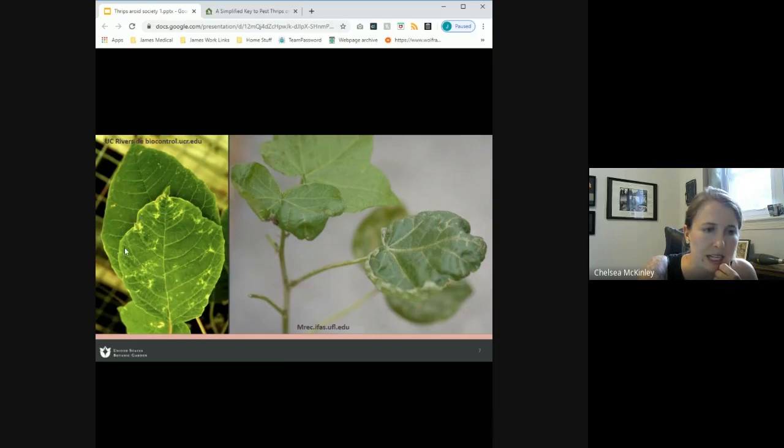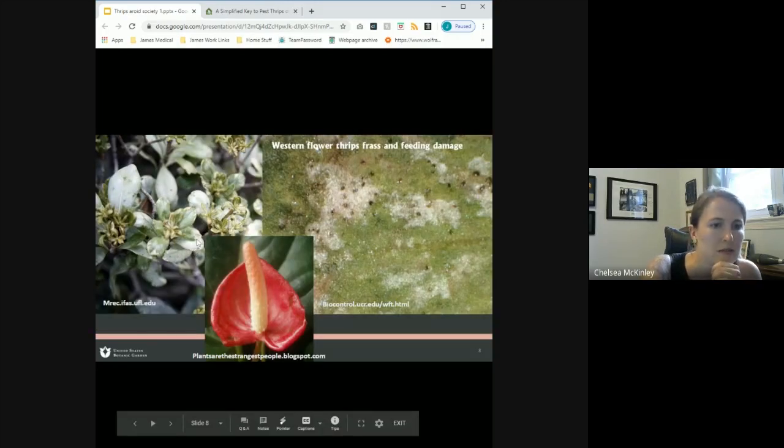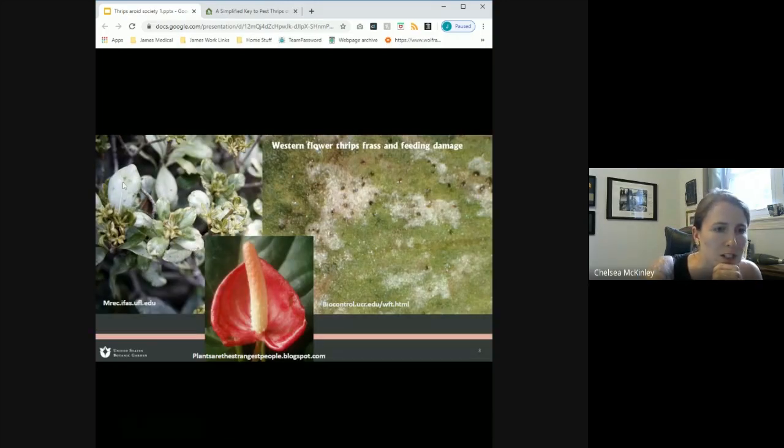Here we have some really classic thrips feeding damage on a poinsettia leaf, right here. So notice the scarring and the distortion. And then over here we have chili thrips damage on a cotton leaf. And so you can see the kind of cupping. And here we have more chili thrips damage on a pittosporum. Notice the silvering of the leaves and the distorted new growth.